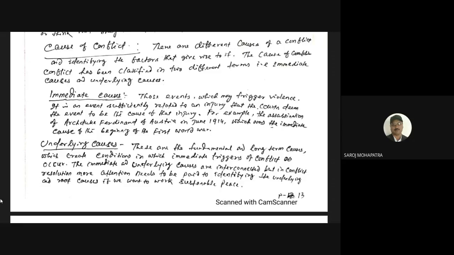The underlying causes, on the other hand, are the fundamental and long-term causes, which create the conditions in which the immediate triggers of conflict occur. The immediate and underlying causes are interconnected, but in conflict resolution, more attention needs to be given to identifying the underlying and root causes if we want to work sustainably.